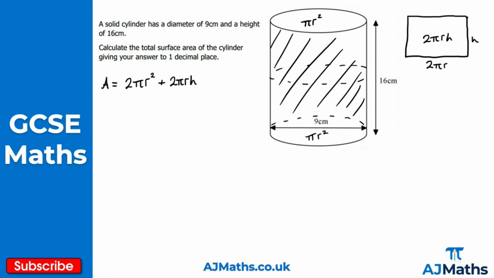What we need to do now is substitute everything in that we've got here. In this case, we've got a diameter of 9 centimeters and a height of 16. Now what we need is the radius. If you've got a diameter of 9 centimeters, then the radius will be half of this. So the radius is going to be 4.5 centimeters, and we've got a height h of 16 centimeters.